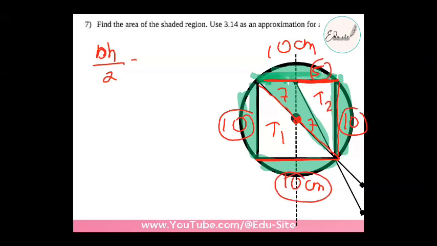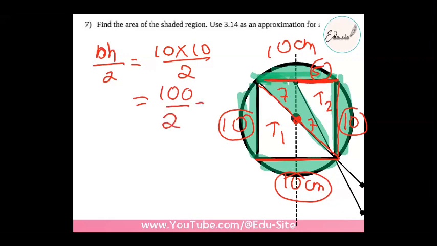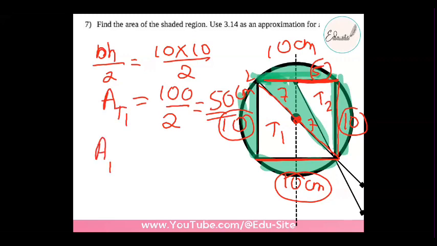Fine. For T1, let's find the area of the triangle: base into height, just 10 into 10 over 2. What is the answer to this, beta? 10 times 10 is 100. Yes, beta. It's 100 over 2. So what is it, beta? It's 50. So it is 50 centimeter squared. So the area of triangle T1 is 50 centimeter squared. Now please tell me the area of triangle T2.